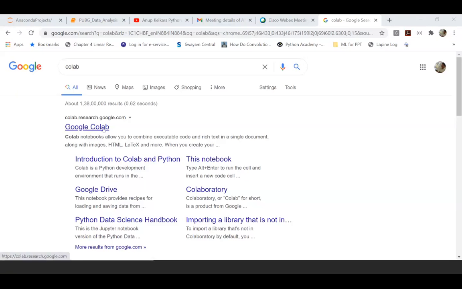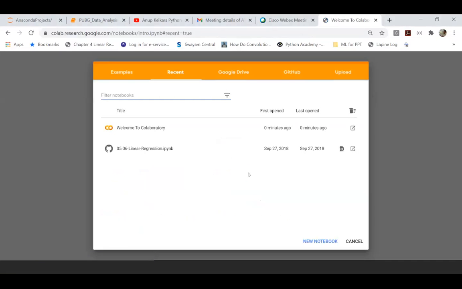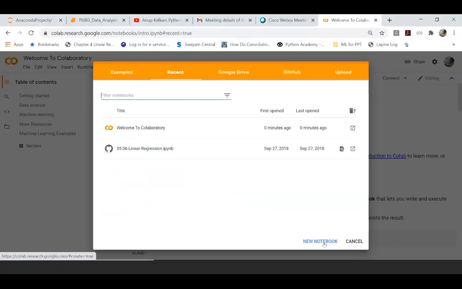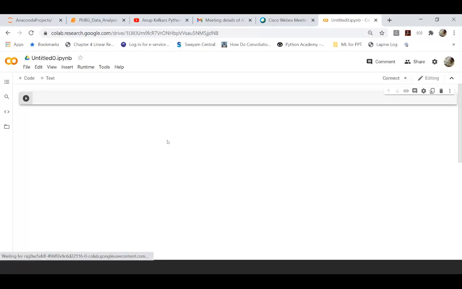In the future also, rather than installing anything, you can work on Google Colab. You just click on it, and it opens a window asking you to open a file, meaning it opens the Jupyter file. You can click on new notebook and a new notebook will open. Just wait for some time. The good thing is it has provided all the libraries inside. You don't have to install anything. That is the best thing about it, and the Jupyter notebook is open here.